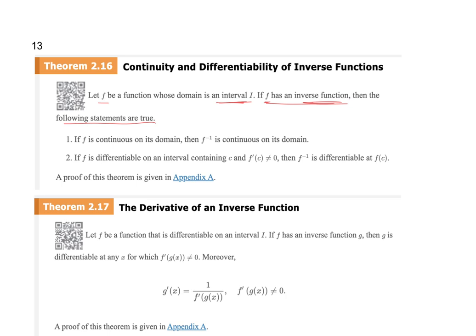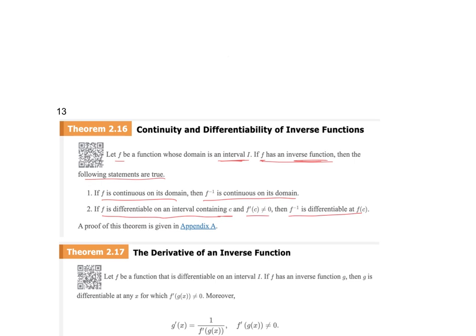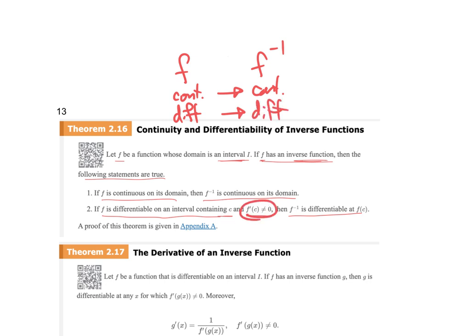So if f is continuous on its domain, then the inverse is continuous on its domain. And if it's differentiable on an interval containing c, and f prime of c does not equal 0, then the inverse is also differentiable at c. So we have a function and its inverse. If this is continuous, that means this is continuous. If this is differentiable, then that means this is differentiable, as long as the derivative does not equal 0.